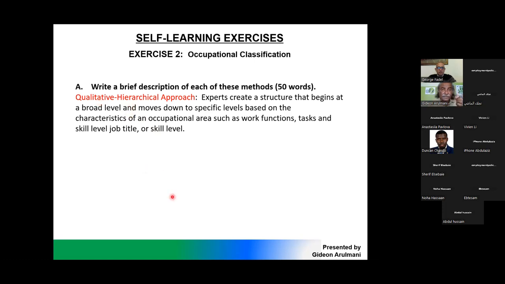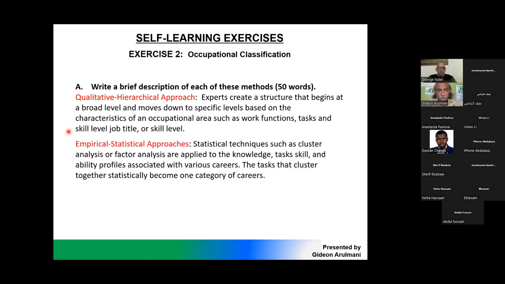And it's hierarchical because these experts will start with a broad category. We saw in the ISCO that you have a broad category, professionals. Then under professionals, you have health. Under health, you have medicine. And under medicine, you have the general medical practitioner. So it goes from broad to the specific one. So that's one way of doing it, where the expert makes a decision that this career belongs here and another one belongs in another family.